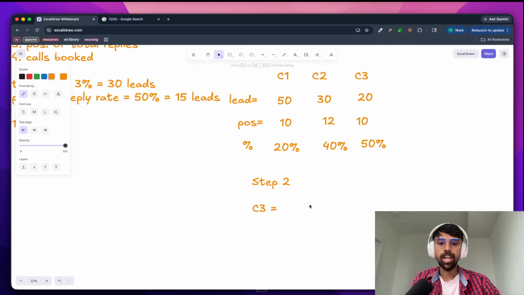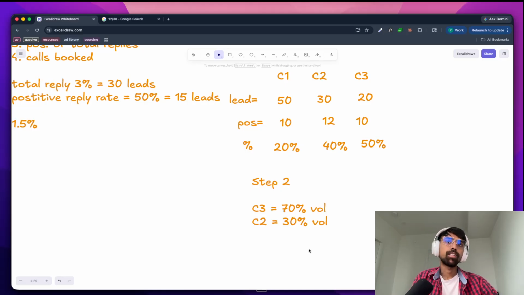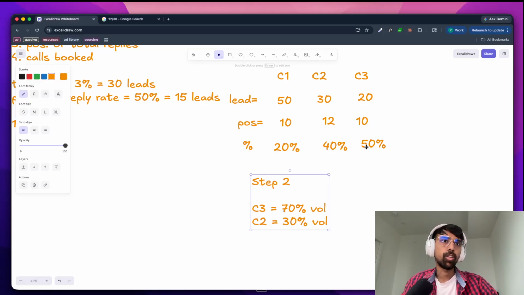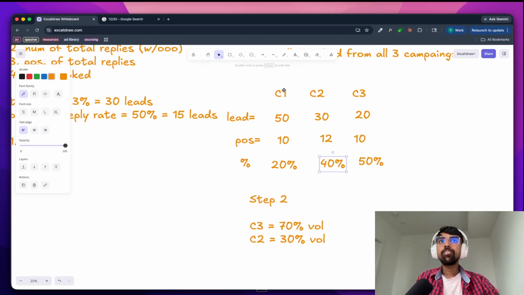C3 can have, I don't know, like 70% of the volume, and C2 can have about 30% of the volume, so that you're putting the maximum volume on your best winner, and a little bit less volume, but still significant volume, on your second biggest winner. And C1 you can just immediately discard, because only 10 out of 50, so only 20% of the replies are positive, which means that it's not resonating as nicely with the market as it should.